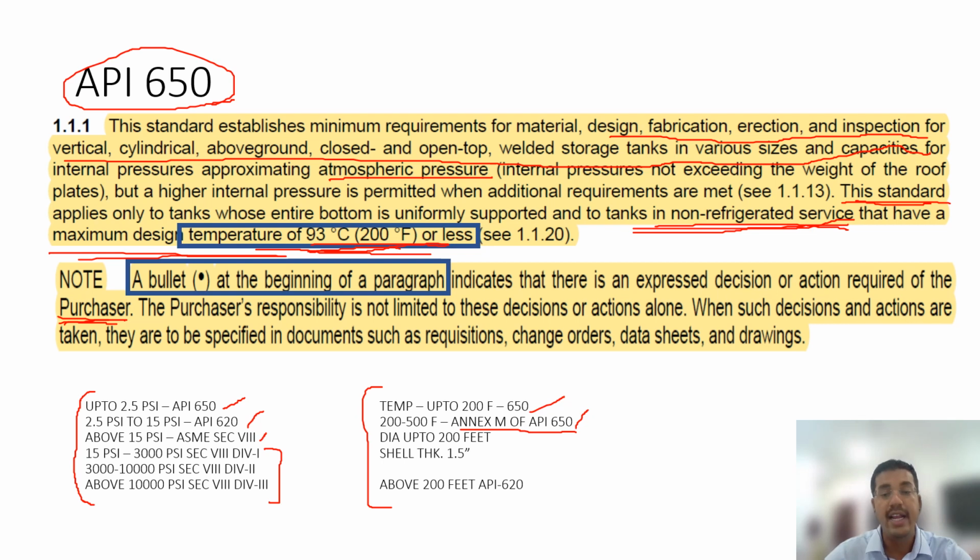Diameter up to 200 feet and shell thickness up to 1.5 inch is API 650. So maximum diameter 200 feet and shell plate thickness 1.5 inch maximum is API 650. Above 200 feet diameter, it is API 620. Height, no limit. Height you can use whatever you need.